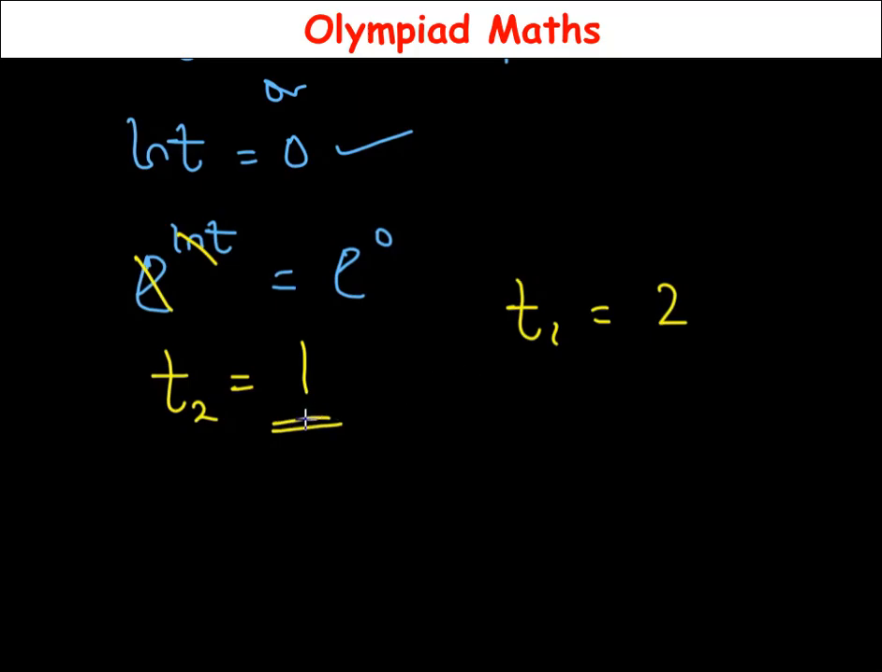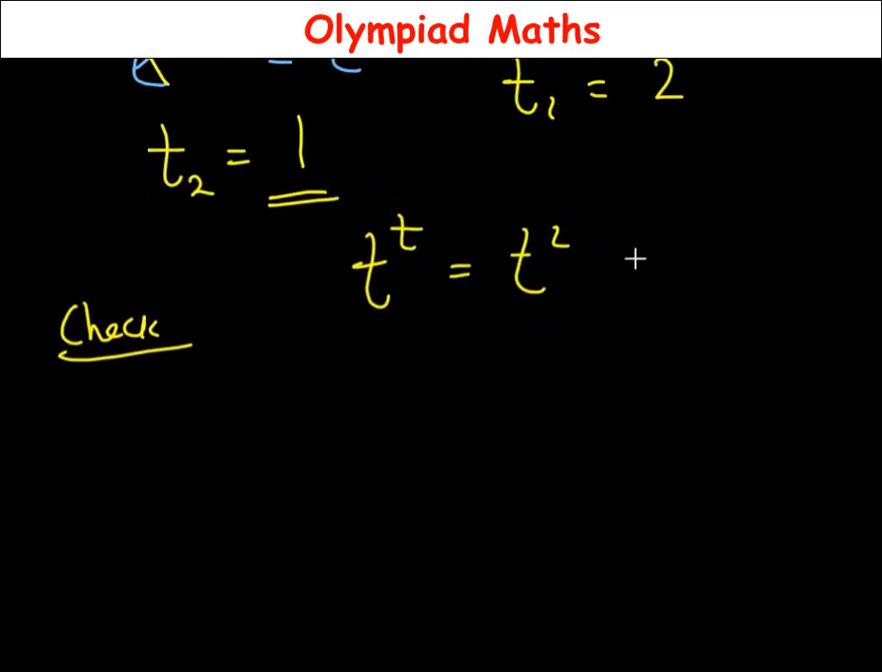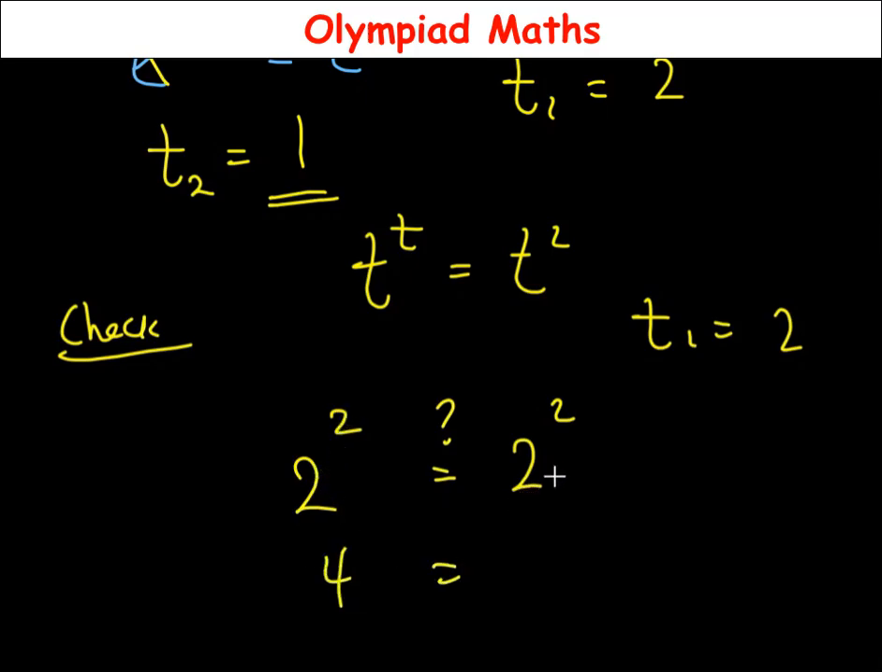Well, let us confirm if truly the values of t that we got, 1 and 2, are the correct values that will satisfy the given equation. So the equation is t raised to power t is equal to t raised to power 2. Let us check. For the first value of t, which is equal to 2, inputting t as 2, we have 2 raised to power 2 is equal to 2 raised to power 2. Now 2 to the power 2 is 4, which equals 2 to the power 2 is 4. So that means that the value of t as 2 is the correct value that satisfies the given equation.